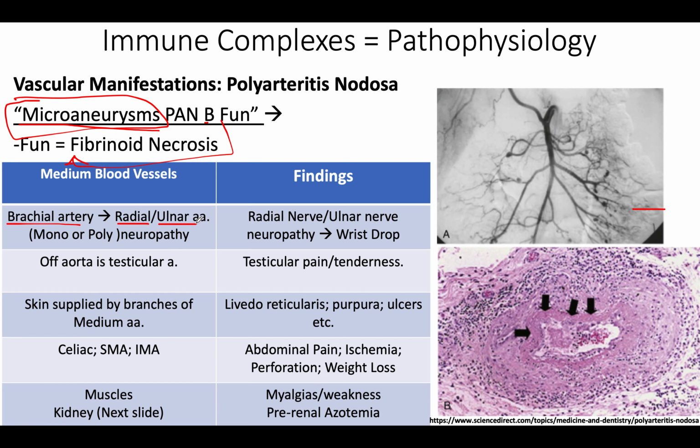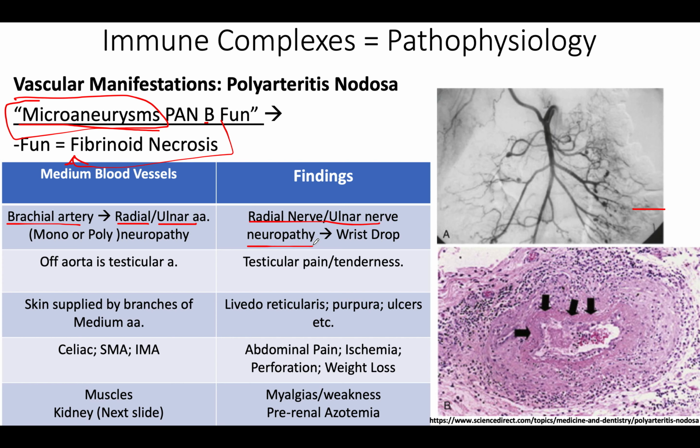And so if you're forming these immune complexes, like over here, and you're plugging up those vessels with all that fibrinoid necrosis, well, you're not going to get blood flow as efficiently through those vessels. So what do the radial and ulnar arteries supply? Well, they supply the radial nerve and the ulnar nerve, respectively. And that's how you get that poly or mononeuropathy. That's how you get that wrist drop.